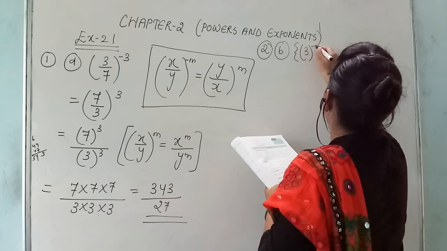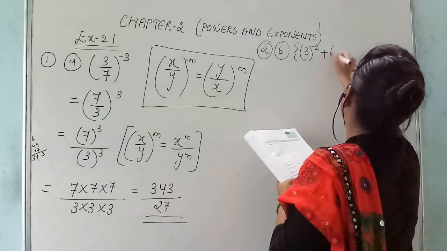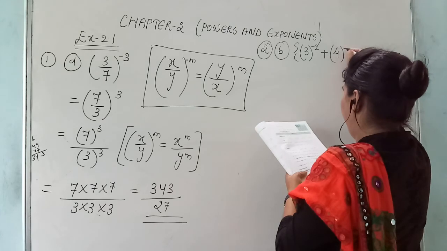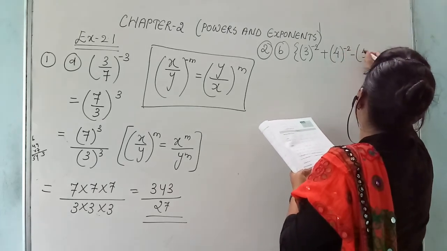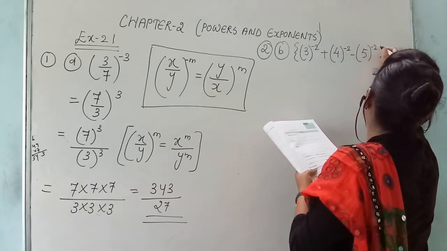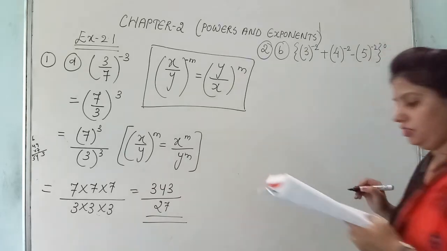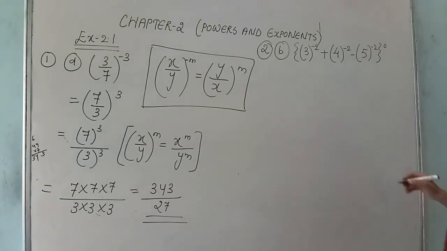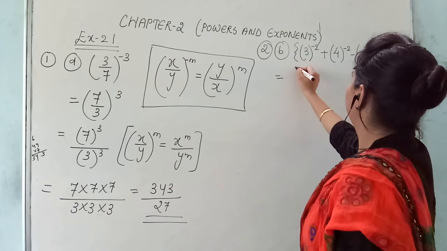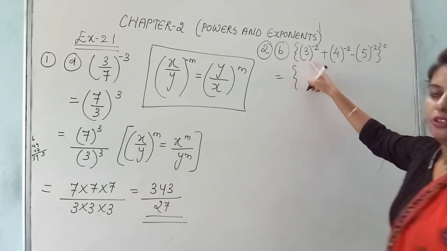Three raised to the power minus 2 plus 4 raised to the power minus 2 minus 5 raised to the power minus 2, whole power 0. We have to solve it. So how will we solve it? We will solve the small brackets first.